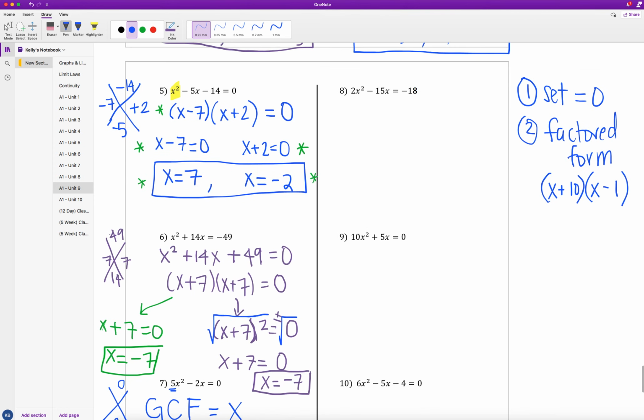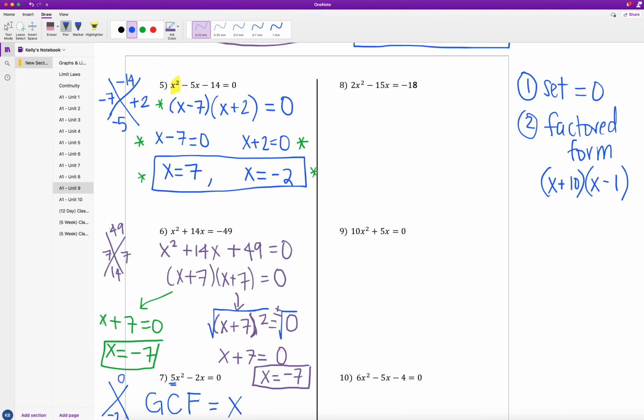We have 3 examples left. Let's look at example 8. Example 8 says 2x squared minus 15x equals -18. Well, this is definitely not set equal to 0, so we're going to go ahead and add that 18 to both sides to get 2x squared minus 15x plus 18 equals 0. So now we're set equal to 0.